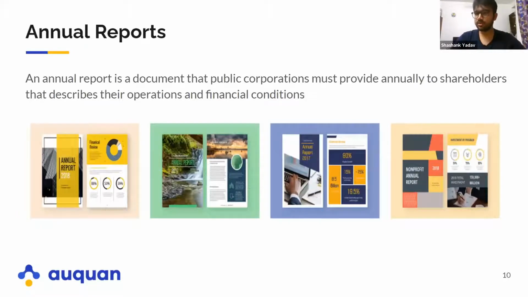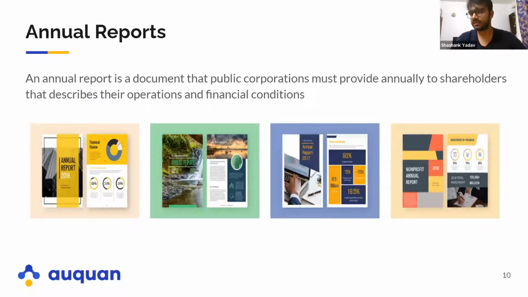So let's talk about what annual reports are. Those who have some sort of finance background might already know about it, but let me just go through it. This is a Wikipedia definition of what an annual report is. It is a document that gives you all that is to know about a particular public company.